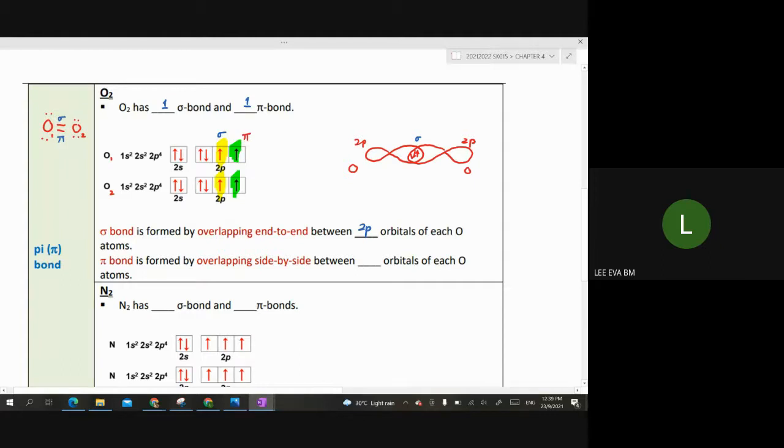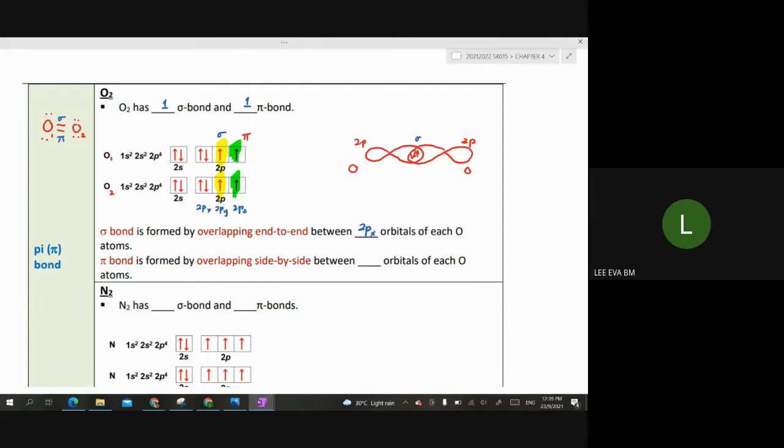So kita isikan ayat dulu: sigma bond is formed by overlapping end to end between 2p orbital of each oxygen atom. Tapi 2p yang mana satu? Tak kisahlah awak isikan. Awak nak guna X ke, Y ke, Z ke, whatever. So you write down 2px, because maybe this one is 2px, this one 2py, this one 2pz. So tak kisah awak ambil mana satu, X, Y, Z. You just label them only. It's just a label.